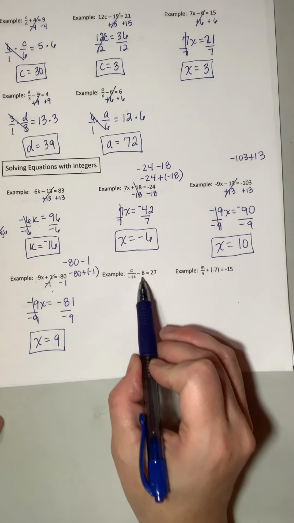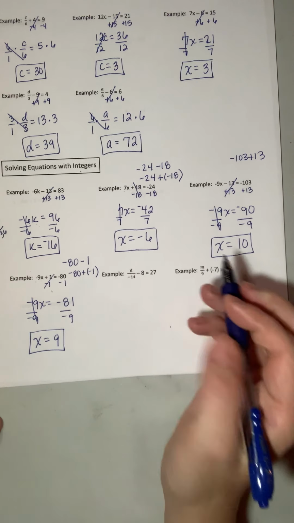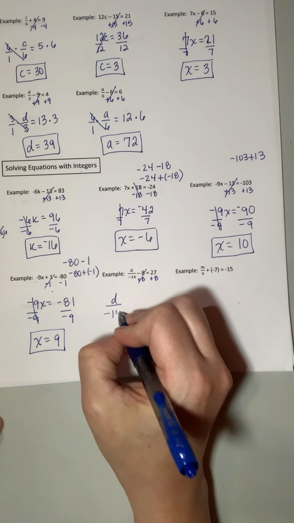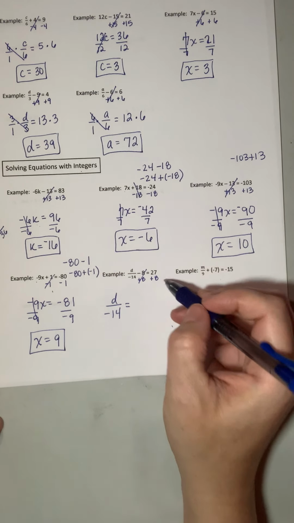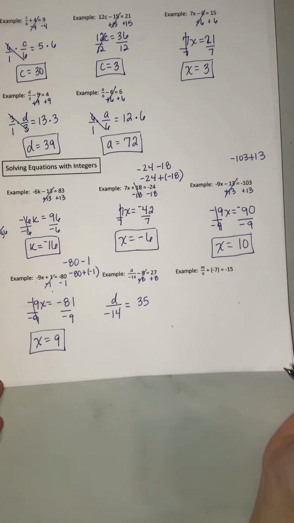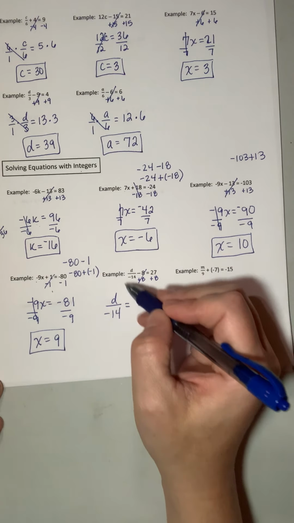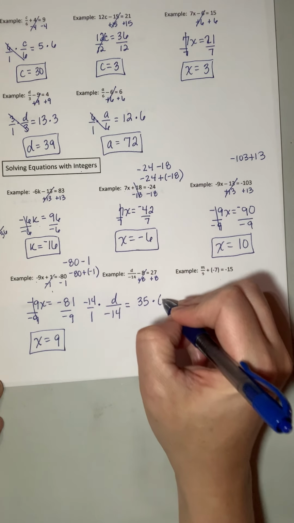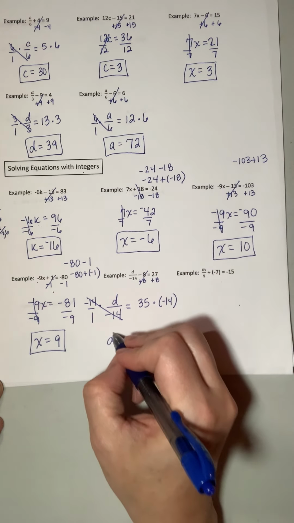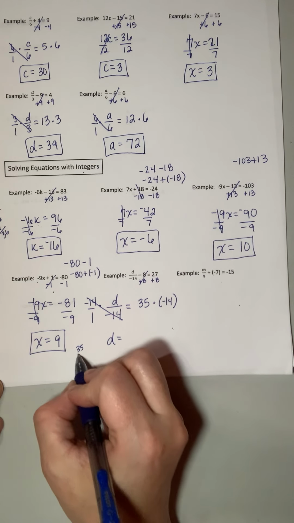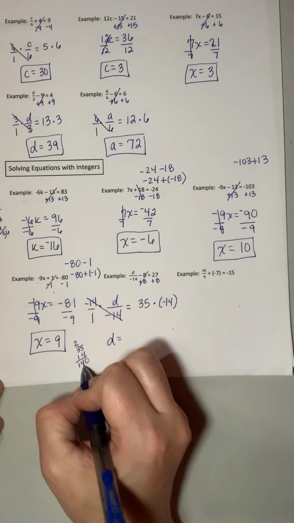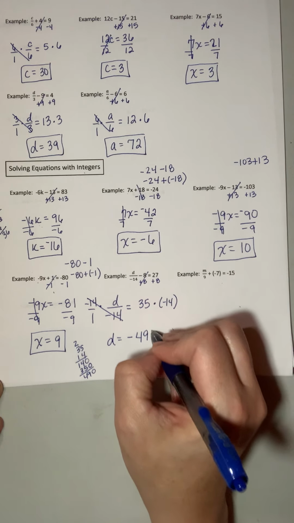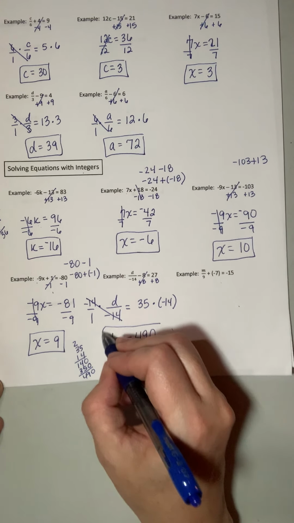Okay, I have to get rid of the -14 and the 8, so I'm going to get rid of the 8 first through addition, because that's the inverse operation. So I'm left with d over -14, and then 27 plus 8 is 35. Now I have a division problem, so I have to multiply both sides by -14. So 35 times 14 is -490, because a positive times a negative is a negative.